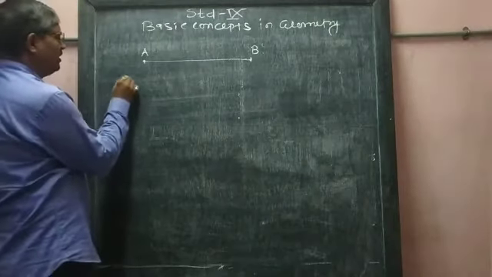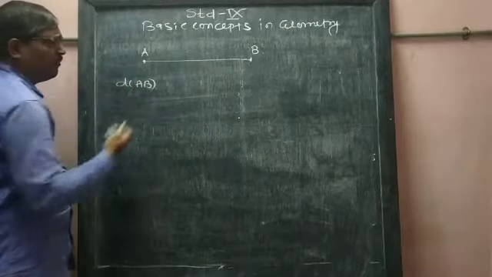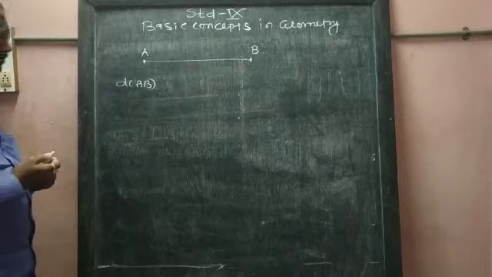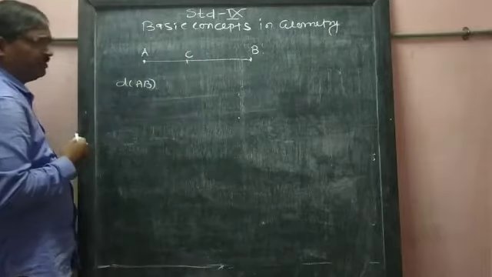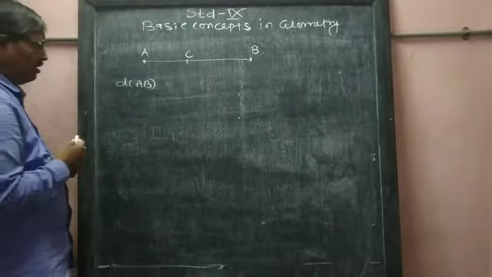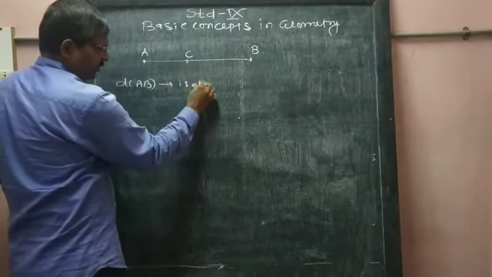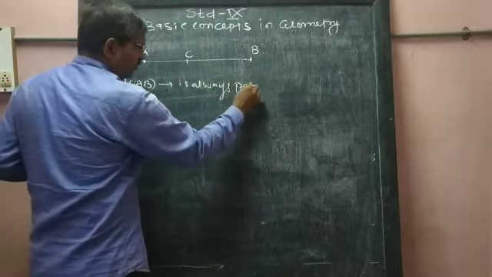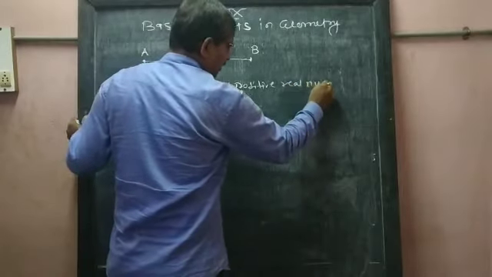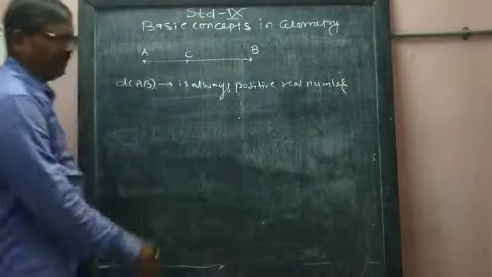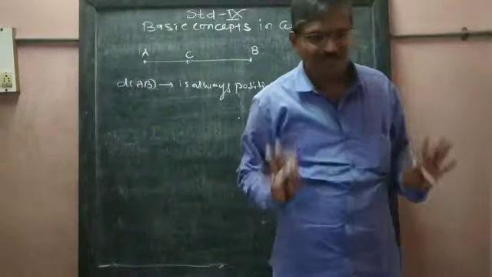Therefore, distance AB means it has a number of points between them. Suppose C is one point. Here distance AB is always a positive real number. Its distance is never negative. You know that our age is never negative. Thoughts can be negative, but age is never negative.